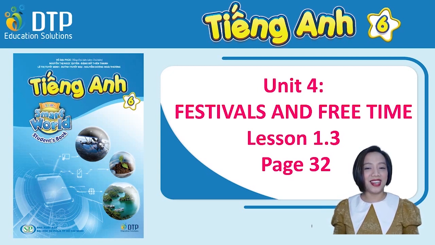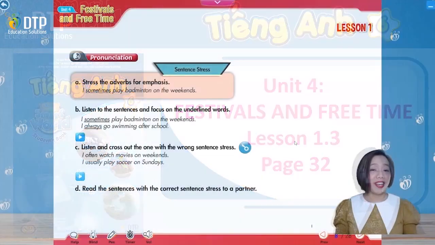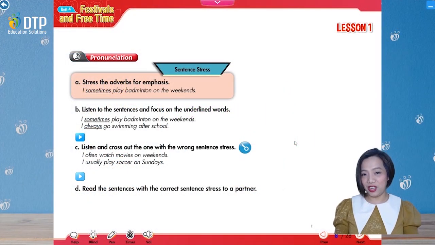Today we're going to study Unit 4, Festivals and Free Time. Our lesson today is 1-3, page 32. Today's class will be a pronunciation class. You are going to learn how to have a sentence stress with adverbs of frequency.